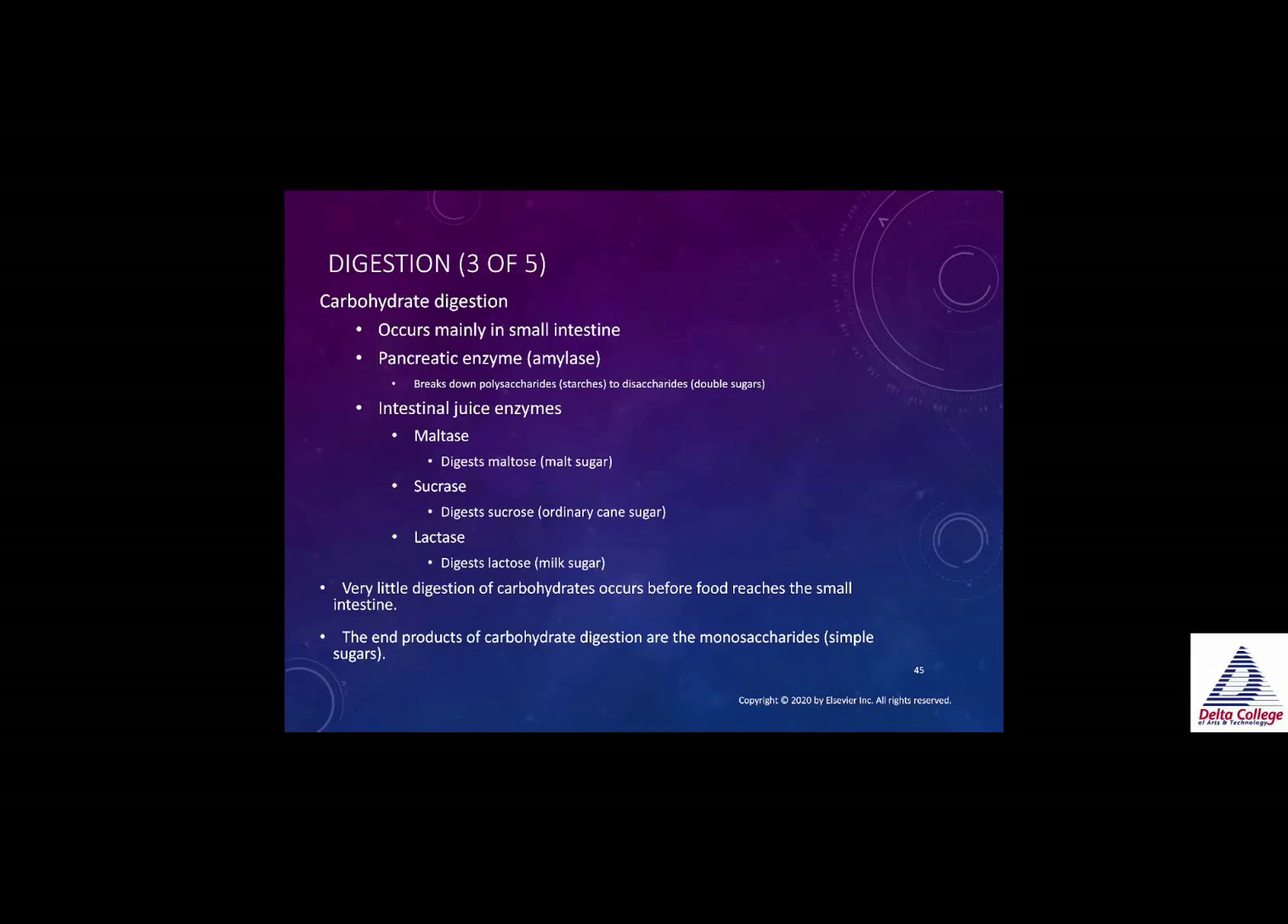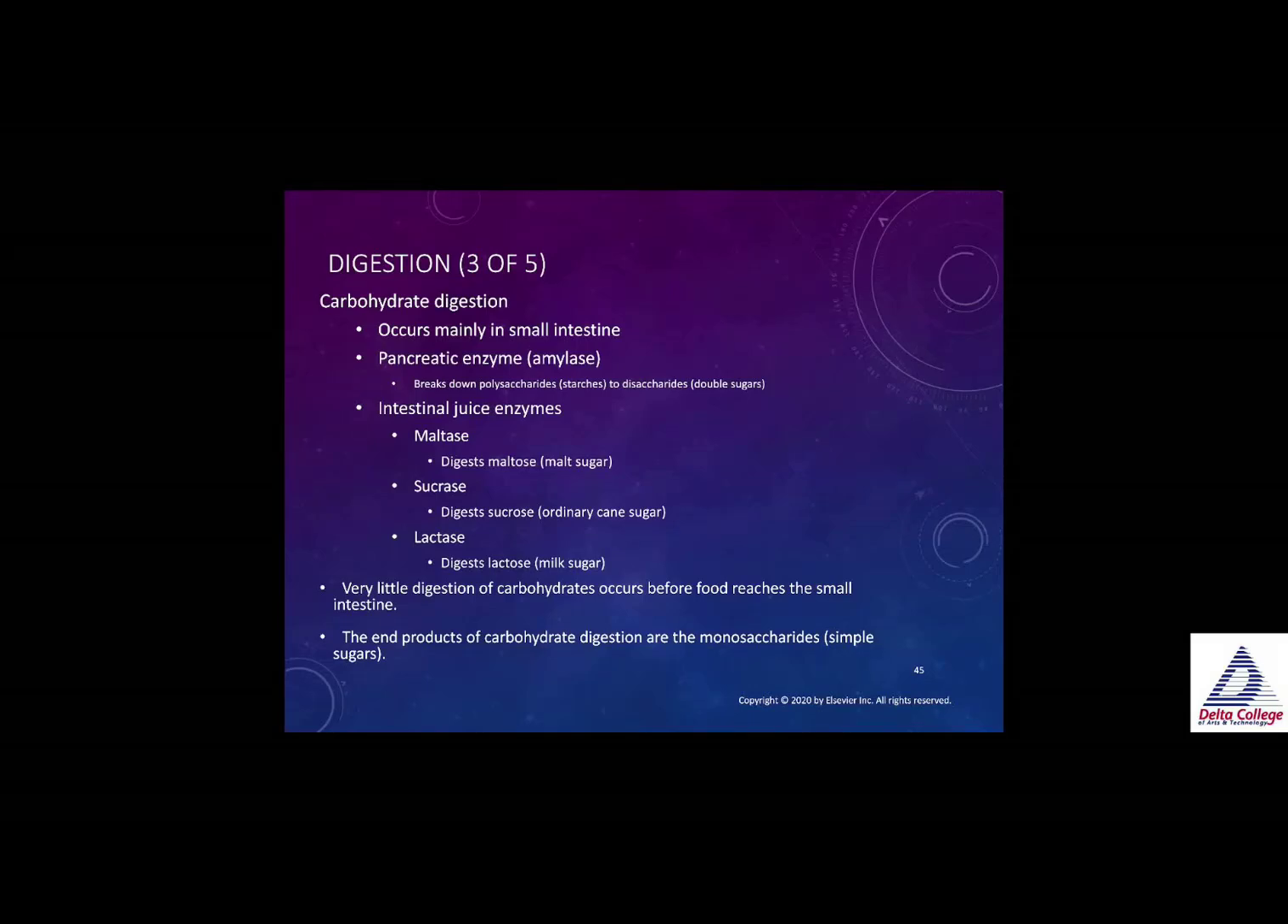Then we have the intestinal juice enzymes. Maltase digests maltose or malt sugar. Sucrase digests sucrose or ordinary cane sugar. And lactase digests lactose or milk sugar. That's why if you're lactose intolerant, we named it that, because of the lactose, right? Remember, lactase is the lactose or milk sugar enzyme.